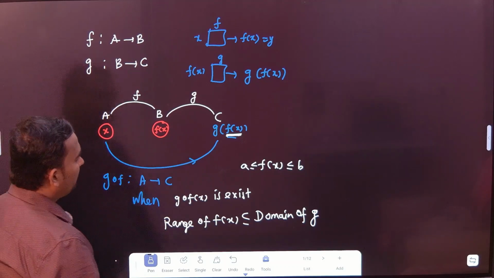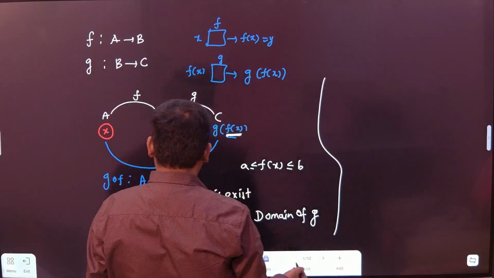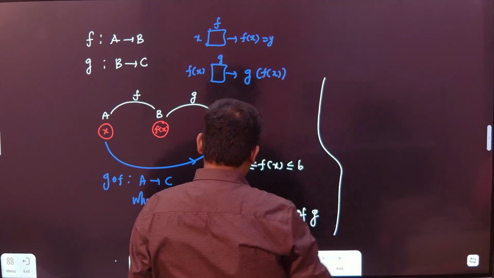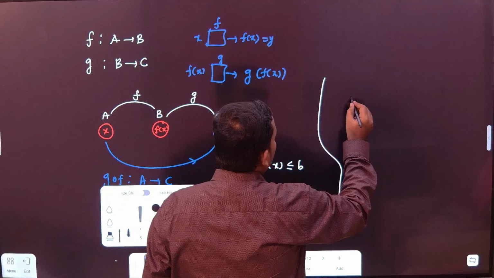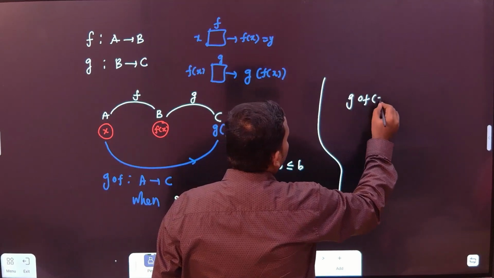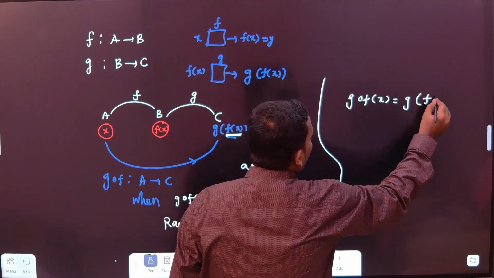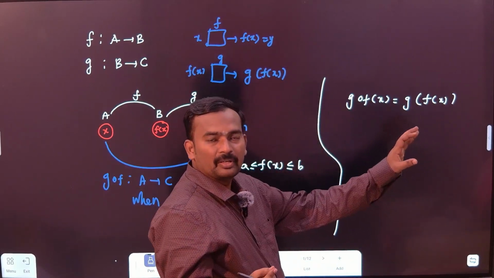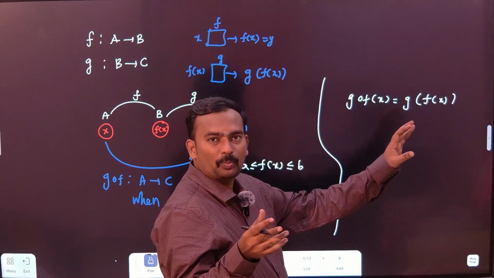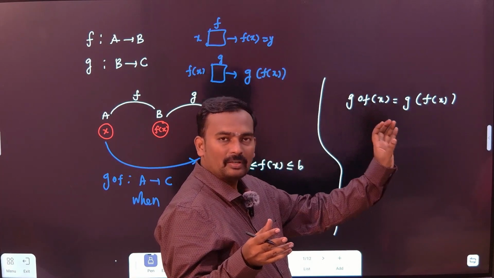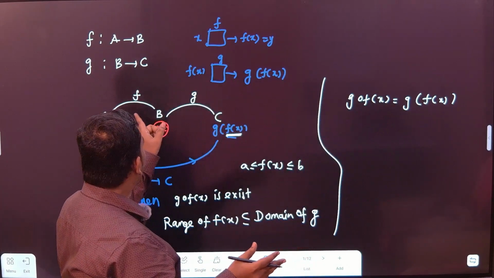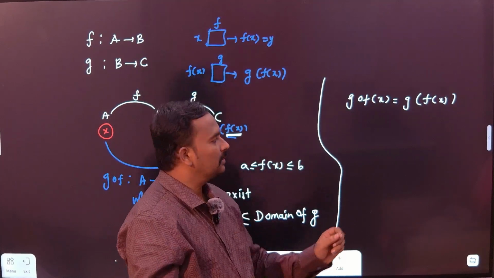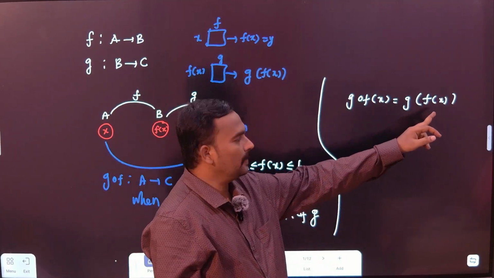Understood? First you have to understand what G composition f of x means. What is the meaning of G of f of x? First you take x as the input and apply f. f of x is there, no? That is the output under the process of f. You can apply G to it, then you will get G of f of x. Clear? Okay.